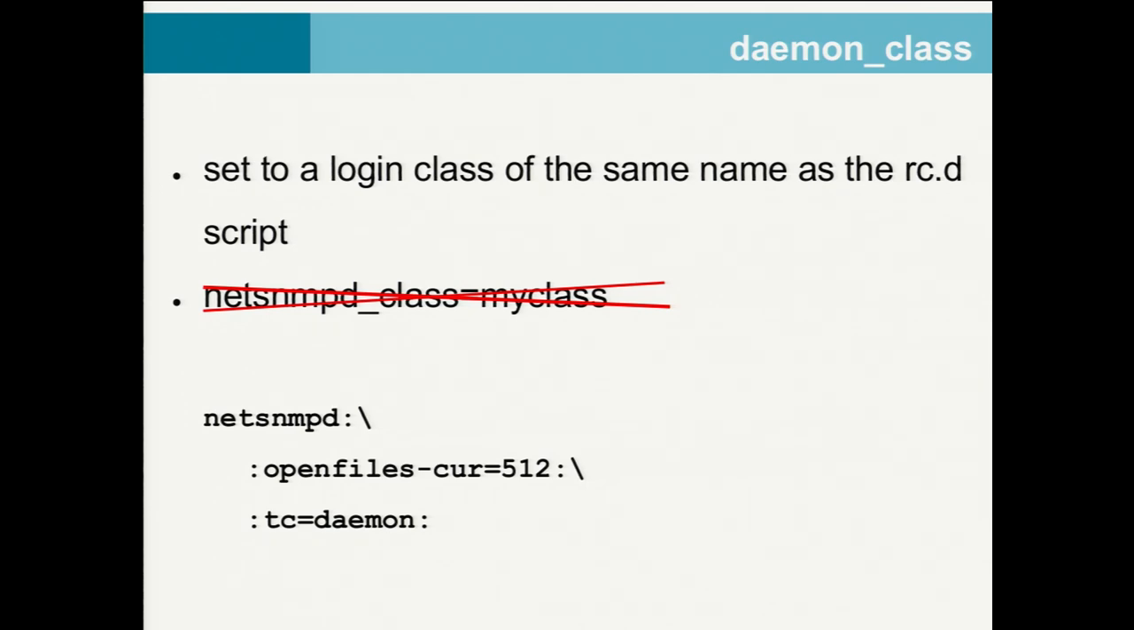Actually, I lied again. The way you override the daemon class is a bit different. Here, we'll not be using an environment variable. RCD will automatically check if there is a login class that has the same name as your RCD script. So if you have a login class that's called SSHD, for example, or NetSNMPD in that example, it will use that from login.conf. If there is no match, then it will fall back to the default login class, which is daemon. So that was a simple way to add the BSD login class support.